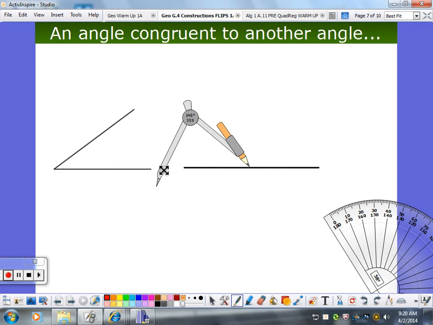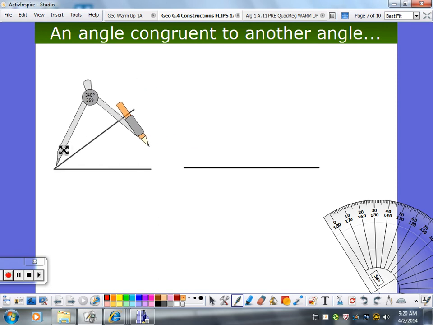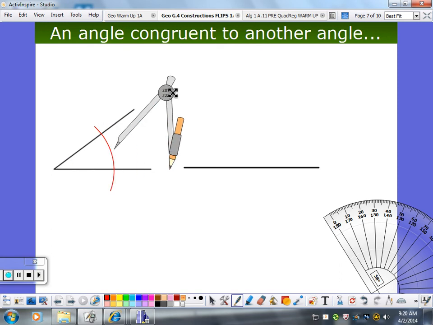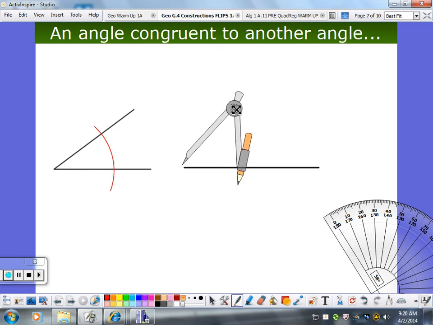So I'm going to take the pointy bit and put it on the vertex of the angle that I want to copy. So your pointy bit goes there. And you're just going to make an arc that goes through both rays. So I cut an arc through here. Now don't change how wide your compass is open. Because what you're going to do is now you're going to take it and move it. Pointy bit goes right on the edge of the line segment that you drew, and you're going to draw another arc with that same width.